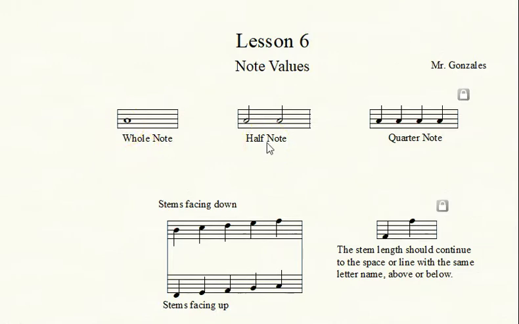Two half notes equal the duration of one whole note. For our half notes, you have an open note head with a stem. Four quarter notes equal the duration of one whole note. Our quarter notes have a darkened note head and a stem.